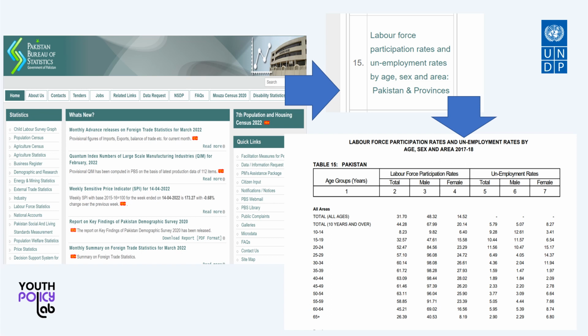Here you can see, following my topic from Section 1 on youth unemployment, that I've gone to the Bureau of Statistics website, followed through to their labour force statistics, and in Table 15 there is labour force participation rates and unemployment rates by age, sex and area. This is the Pakistan table. So for instance, for youth who are 20 to 24 years old, the total unemployment rate is 11.56.